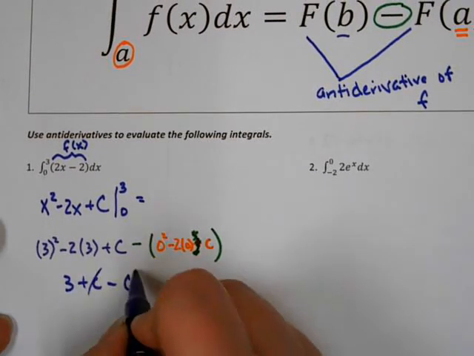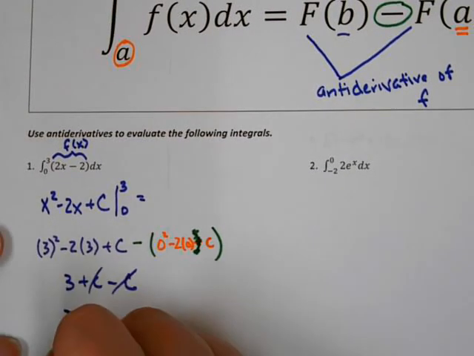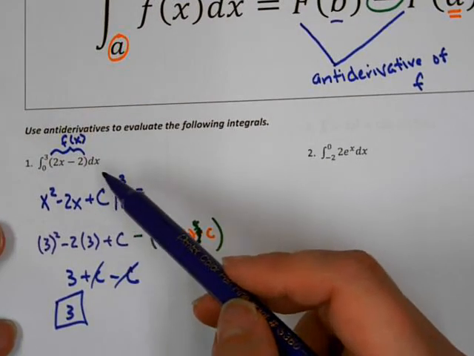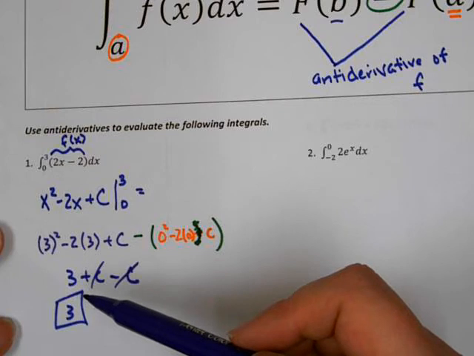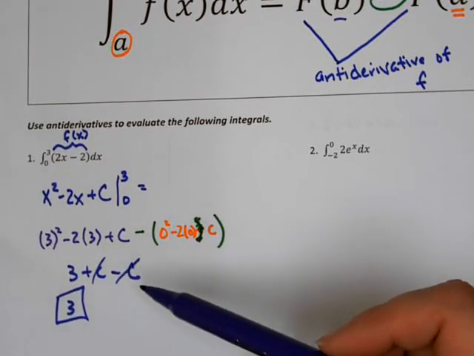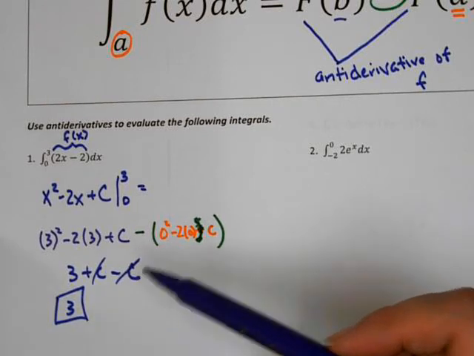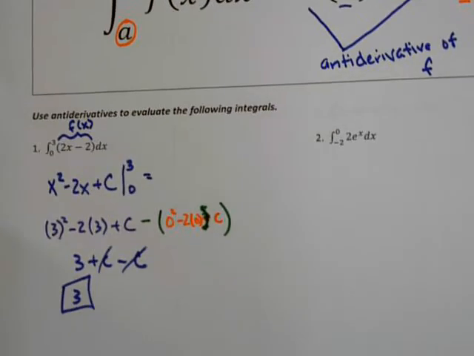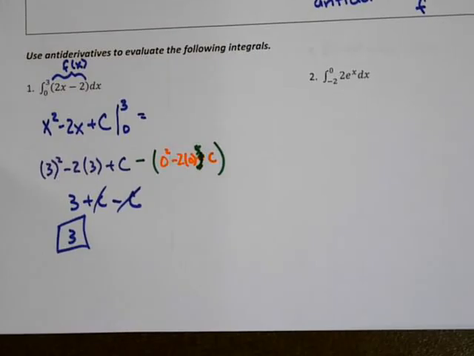And if you notice, the c's cancel, and we're left with 3, which means the integral from 0 to 3 of 2x minus 2 dx is just 3. All right? The c's are always going to cancel. If they don't, then it means that something in your problem isn't right. So maybe you didn't distribute or something along those lines. So we'll talk more as we move through about where that might happen, but you want to be careful and make sure you actually distribute correctly.